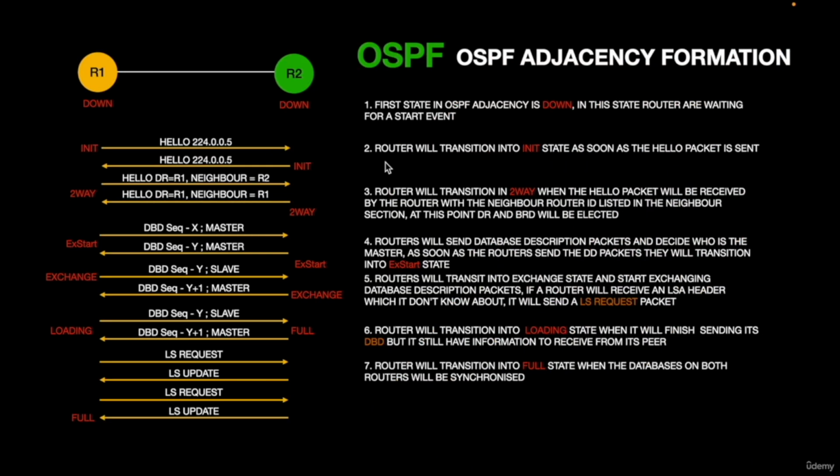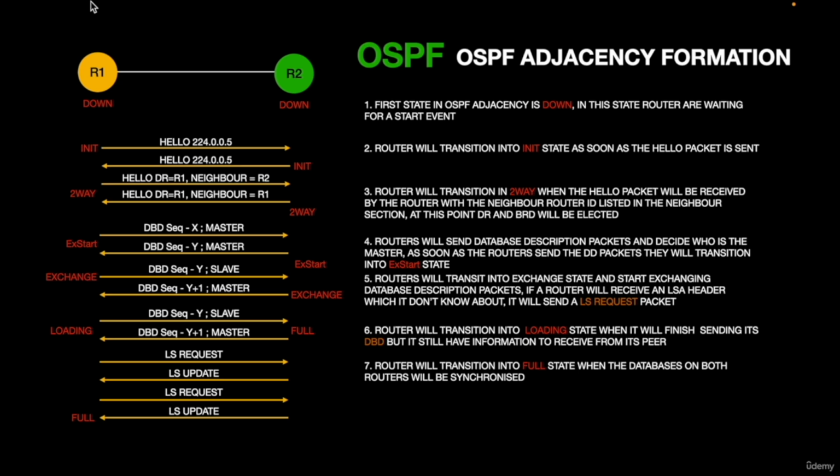So we'll have 7 states, which are down, init, two-way, xstart, exchange, loading, and full. Each router will transit all these 7 states till it reaches full. When a router reaches the full state, this means that the OSPF adjacency is formed.